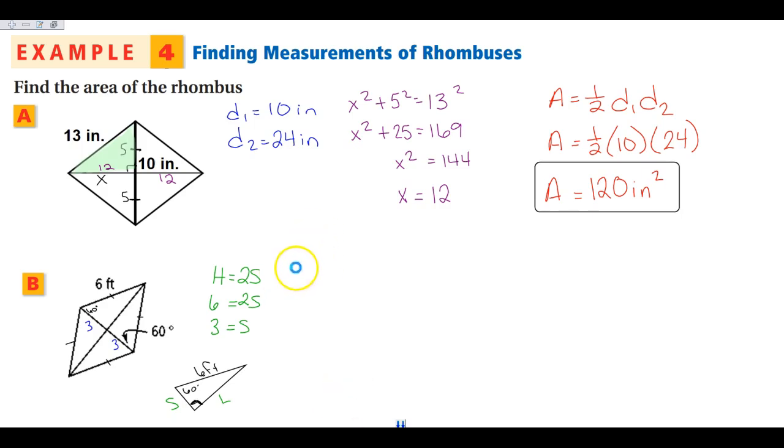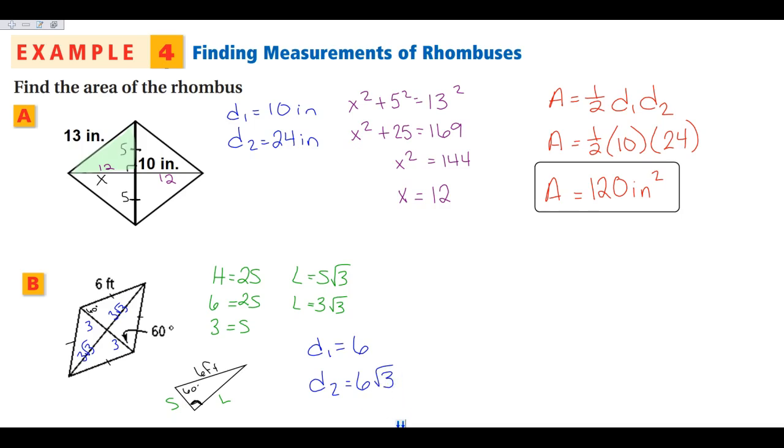Then I also know that my long leg is my short side times the square root of 3. My long leg I don't know yet. My short leg we just said was 3, so it's 3 times the square root of 3. So that means that this side over here is 3 times the square root of 3, and this side over here is 3 times the square root of 3. So my two diagonals are going to be 6, which is this one right here, so 3 plus 3. And the other diagonal is going to be 3 root 3 plus 3 root 3, which is 6 times the square root of 3.